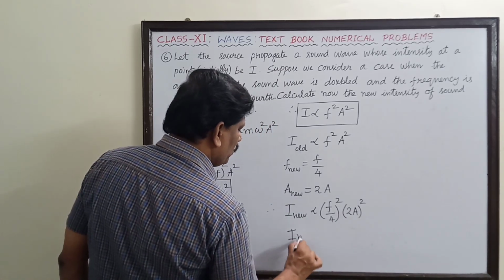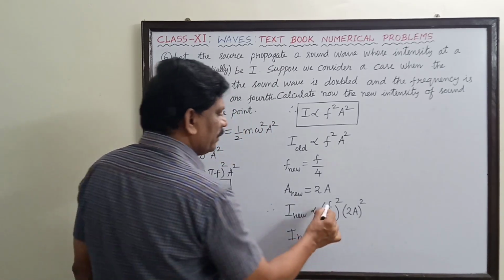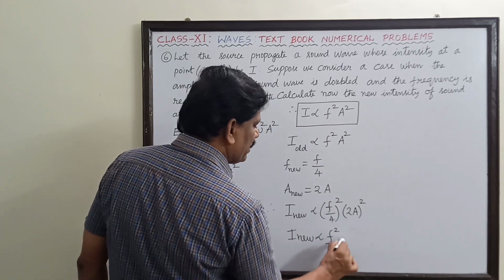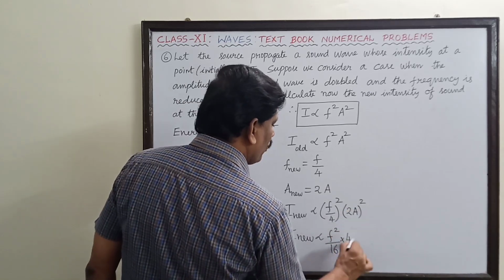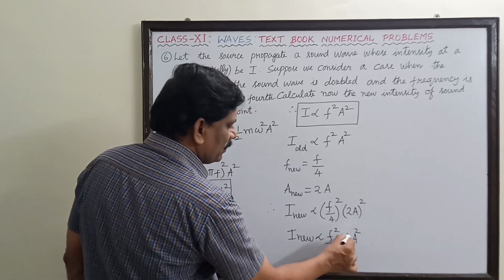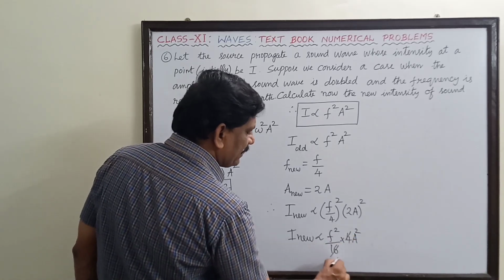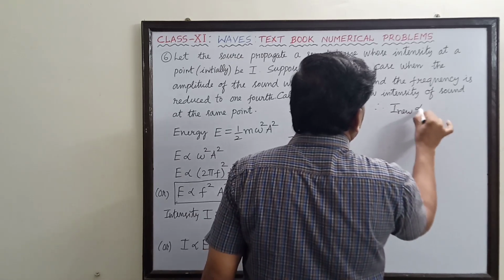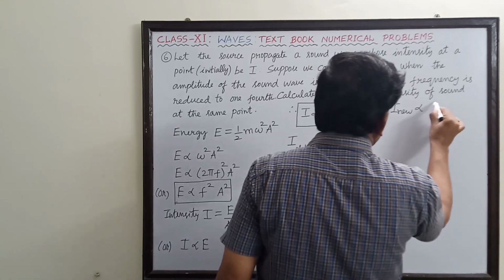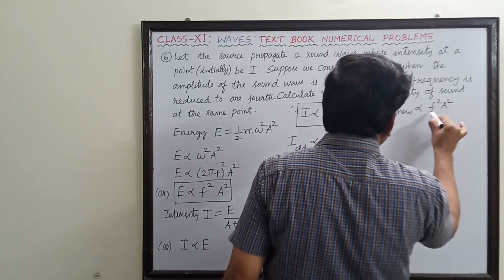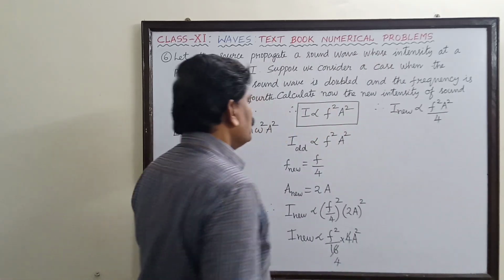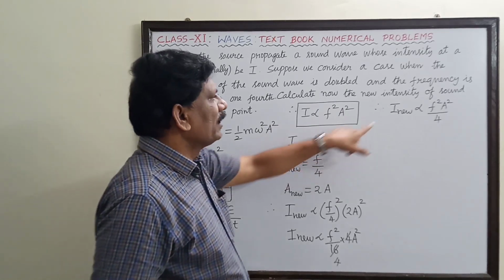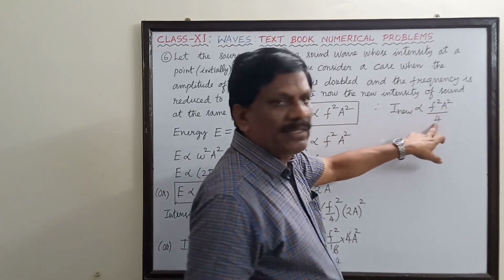So I new is now proportional to f square by 4 square, which is 16, into 2 square, which is 4, a square. So 4 fours are 16. Therefore I new is proportional to f square a square divided by 4, while I old is proportional to f square a square. Understand that?